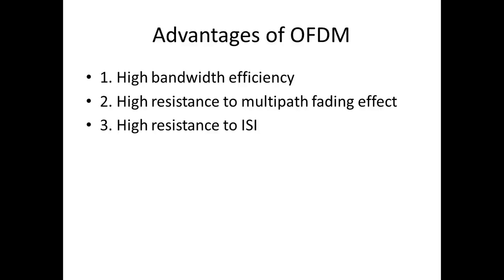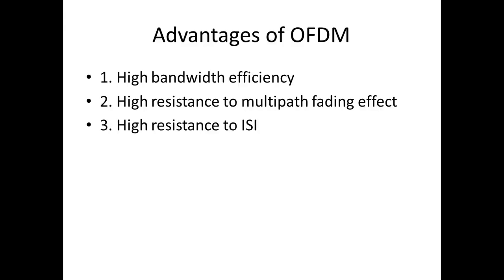The third advantage is that it has high resistance to inter-symbol interference. In the OFDM system, the high data stream is modulated onto every subcarrier by serial to parallel conversion and then transmitted, which increases the data symbol period. A longer symbol period can reduce inter-symbol interference.